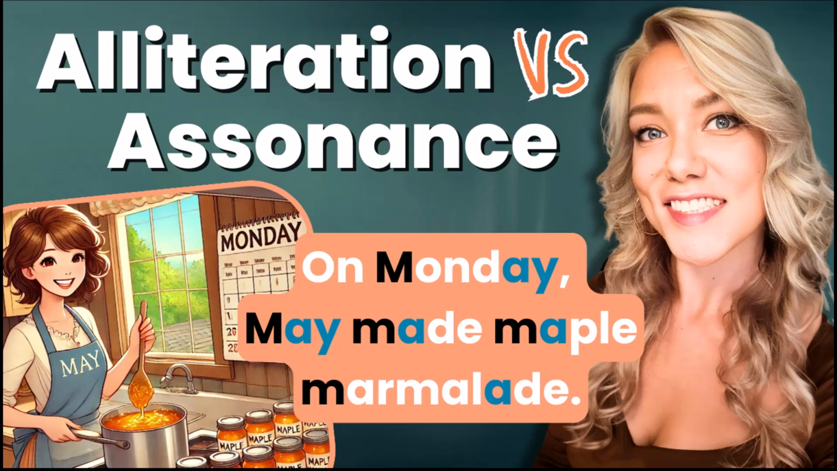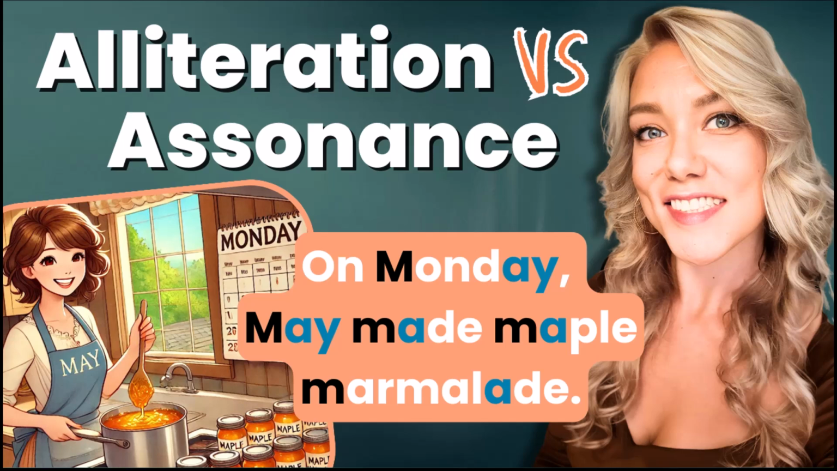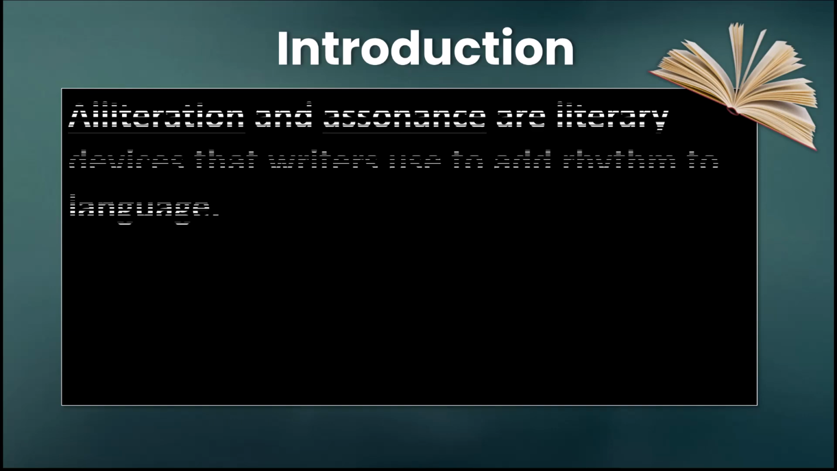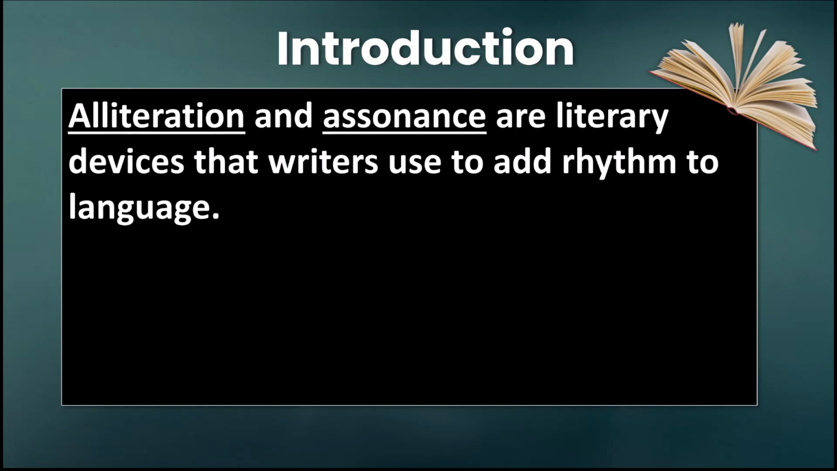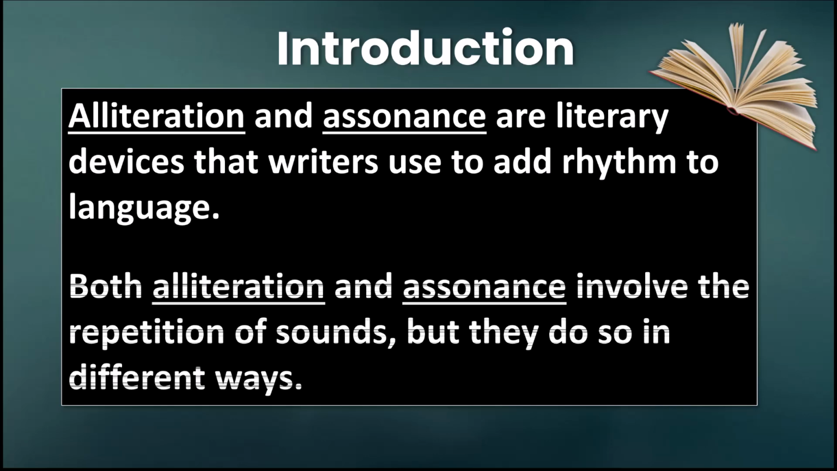Today we're going to talk about two literary devices, alliteration and assonance. I'm going to teach you the difference between these literary devices and show you examples of how we use them. First of all, alliteration and assonance are literary devices that writers use to add rhythm to language. Both involve the repetition of sounds. However, they do this in different ways.